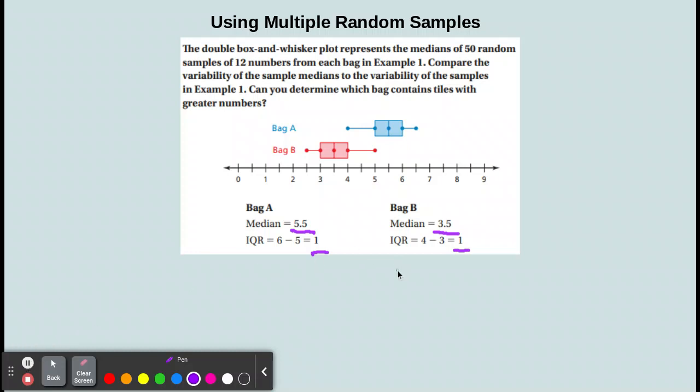All right. The other thing is then to look at determining which bag contains the tiles with greater numbers. Well, since bag A's median is higher than bag B's, we can conclude that bag A has tiles with greater numbers. Again, we can do that because we chose 50 random samples of 12 numbers from each bag. So we have a large random sample.